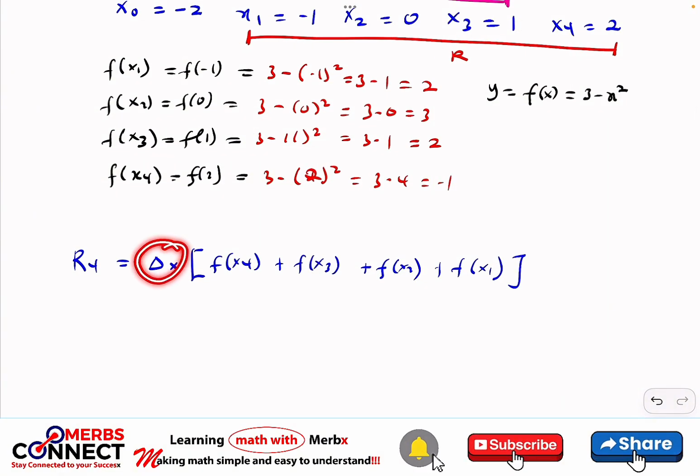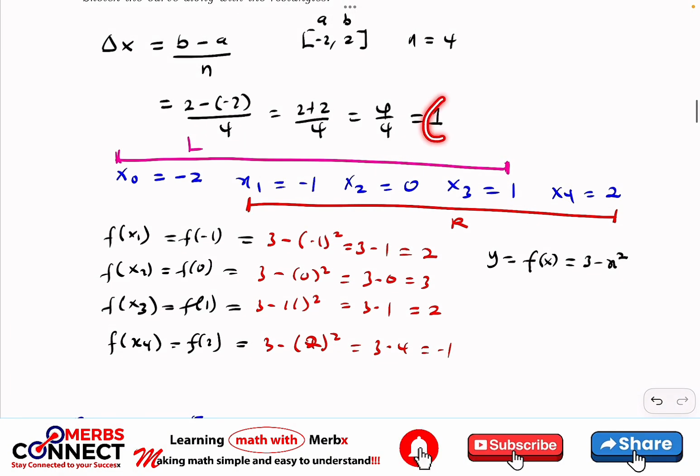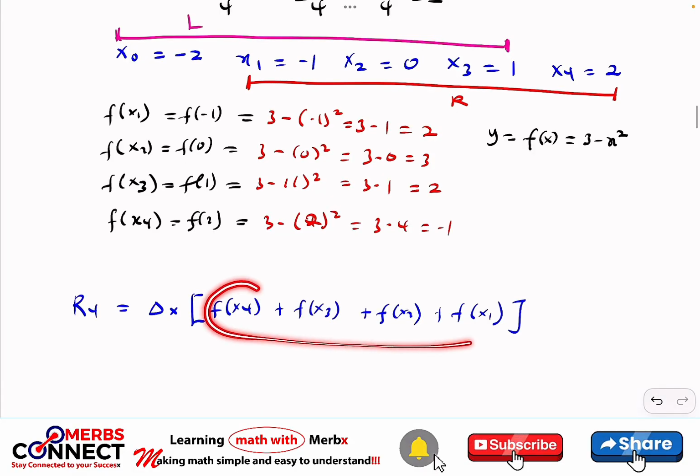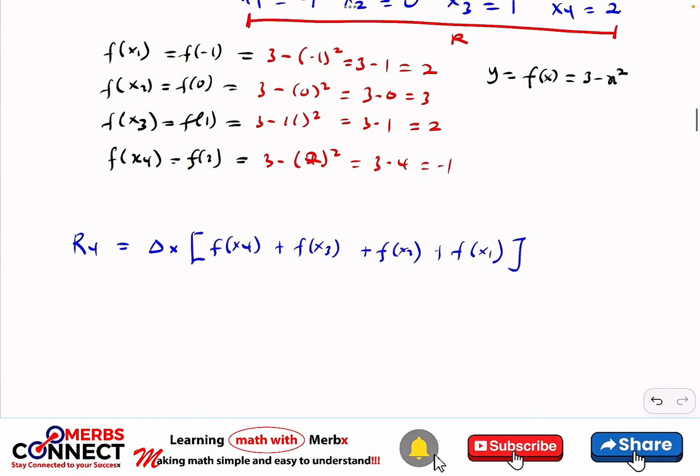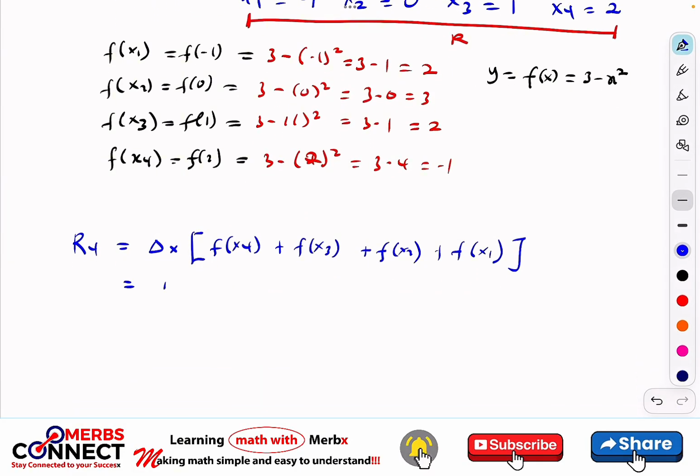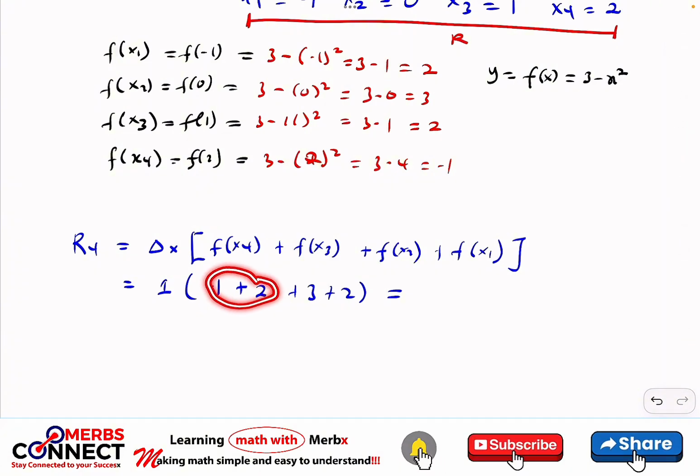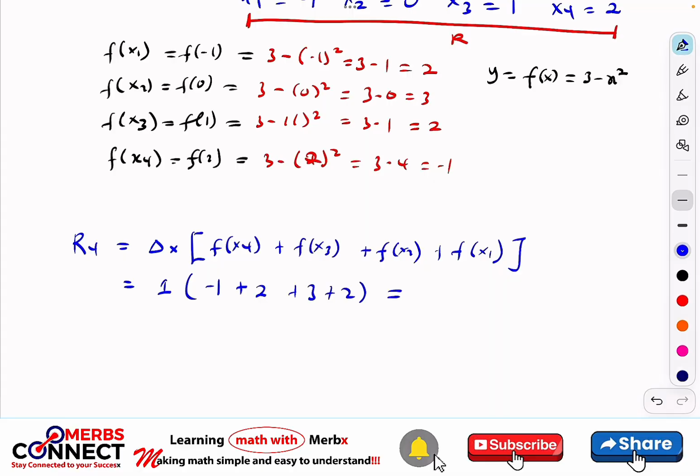So we know this change, which is equal to 1, and then we know the whole of this. So we can just substitute them. So the change is just 1. f of x4 is minus 1 plus f of x3 is 2 plus 3 plus 2. So this is going to be very simple here. This and this will be 1. So we need to get 6 from this. This is going to give us 6.